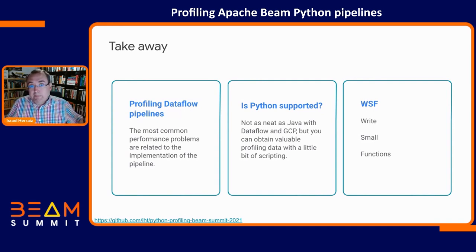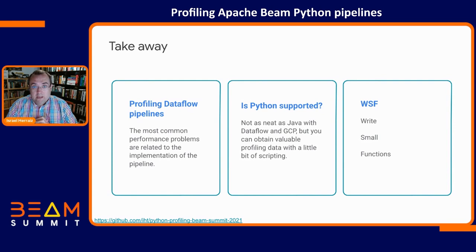It's a generic pipeline that you are trying to write, and depending on how you write it, it will have better or worse performance. Okay, so profiling is very useful information to know where to look in order to improve your pipeline. Is Python supported? For sure. In the case of Google Cloud Platform, not as neat as Java, because you don't have the integration of the Cloud Profiler that simplifies all this investigation a lot. But you don't need so much scripting to do this, and you already have the samples here to do so.